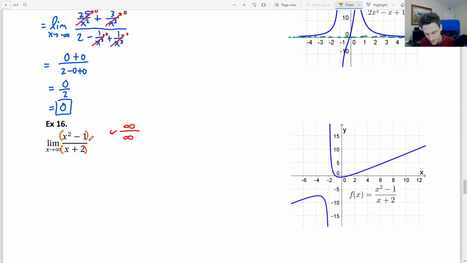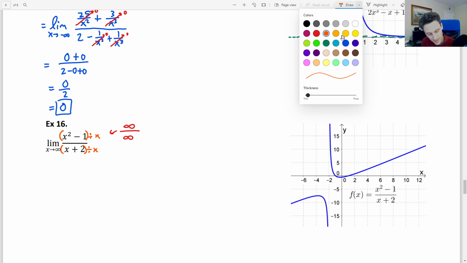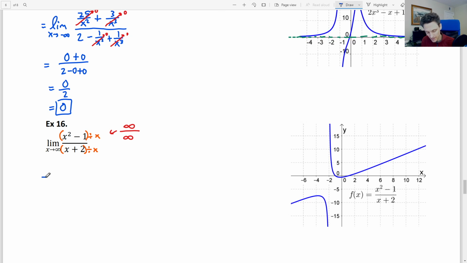We'll take the top and the bottom, divide by the leading term of the bottom, which here would be just x. And it doesn't have any coefficients to worry about, and even if it did, we wouldn't worry about them. So here you have x squared divided by x, which is x, minus 1 over x. And then x divided by x is 1, plus 2 over x.